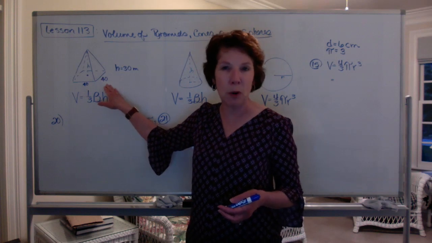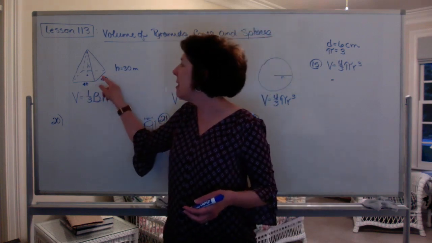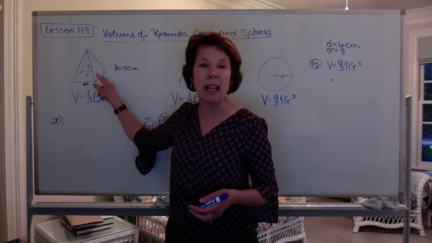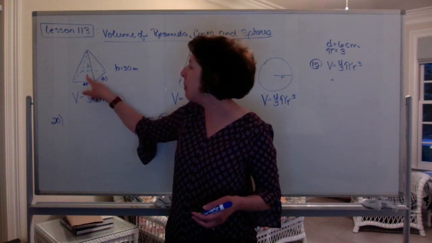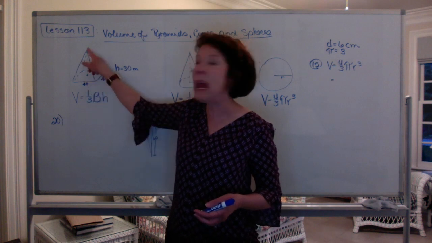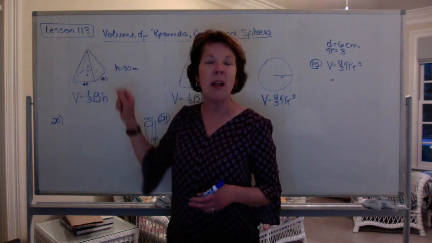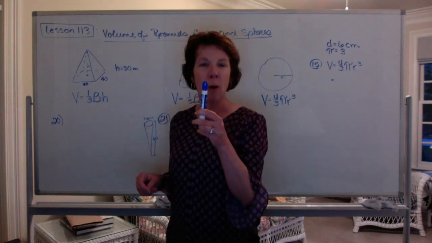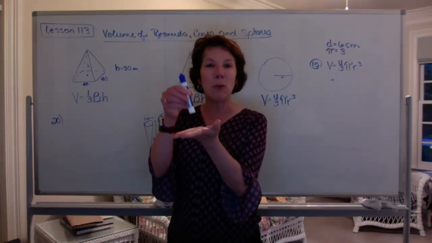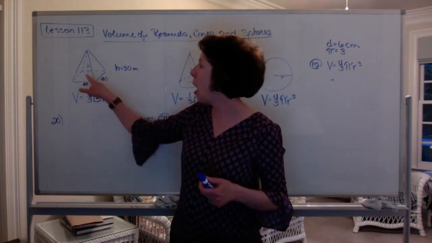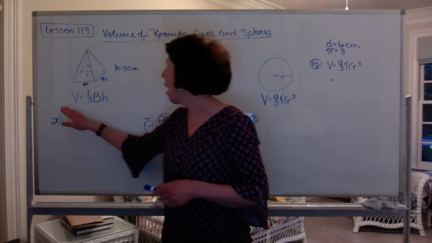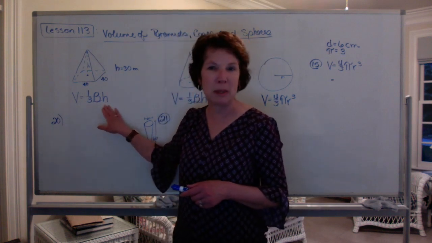Now the height is important to know. The height is not this outside slant height that goes up the face of the triangle. That is not the height of the pyramid. The height of the pyramid is actually from the very center of the base straight up to the top point. The height of your pyramid is going to be right at the very center of the base and then go up to the top. So the volume is 1/3 area of the base times the height of the pyramid.